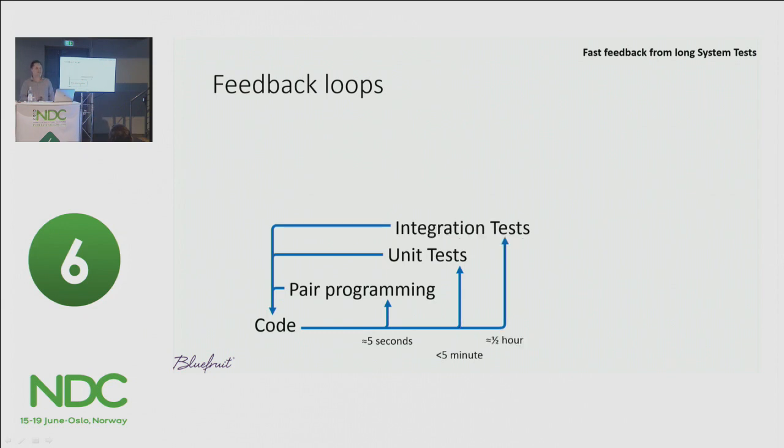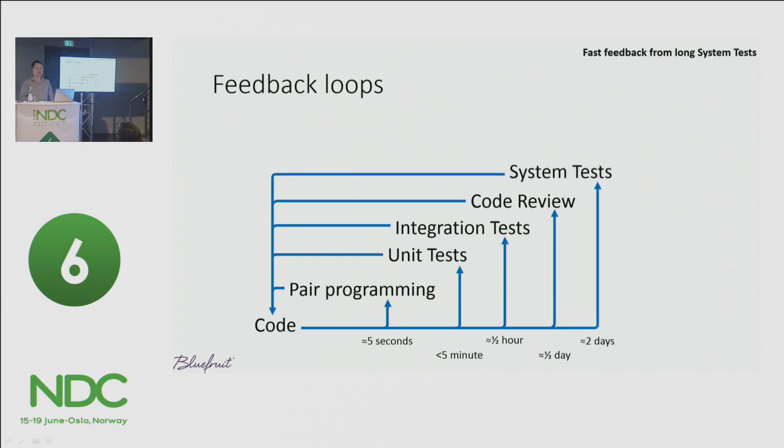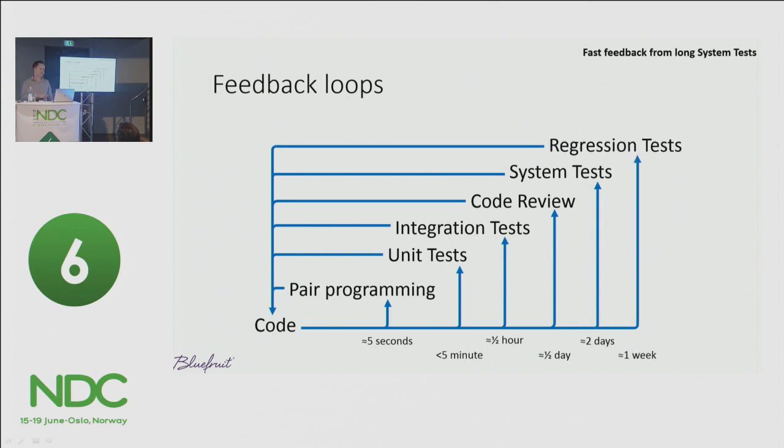We ran our integration tests approximately every half an hour, mostly because they took a little while to run. From when we submit our code for a code review until we start getting feedback from it usually takes about half a day. Our system tests for the new code we'd introduced usually took a couple of days to run, and this wasn't ideal. But the slowest feedback was provided by our regression tests, which took approximately a week to run, even if they're automated.